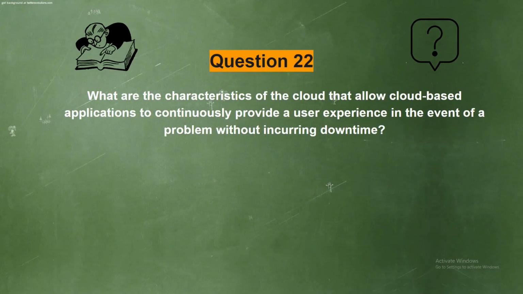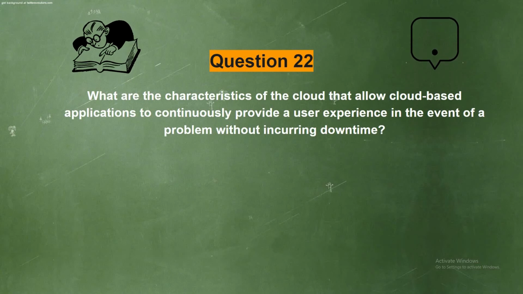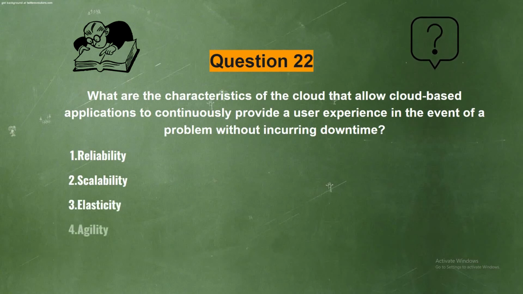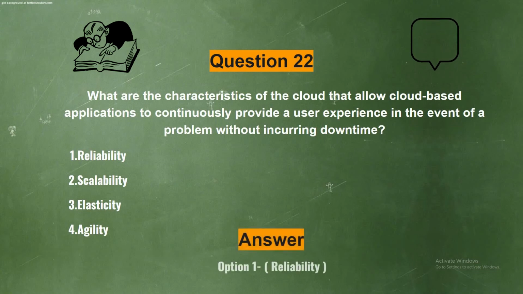Question 22. What are the characteristics of the cloud that allow cloud-based applications to continuously provide a user experience in the event of a problem without incurring downtime? Number 1. Reliability. Number 2. Scalability. Number 3. Elasticity. Number 4. Agility. And the answer is option 1.